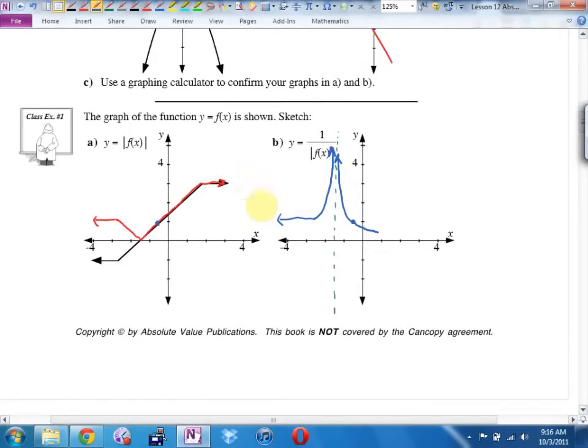Instead of getting closer and closer to 0, it's going to level out. Now, it's really tough to draw accurately, especially if you're freehanding, but do this correctly, and that's what it would look like. There's a reciprocal of an absolute value. Turn the page.